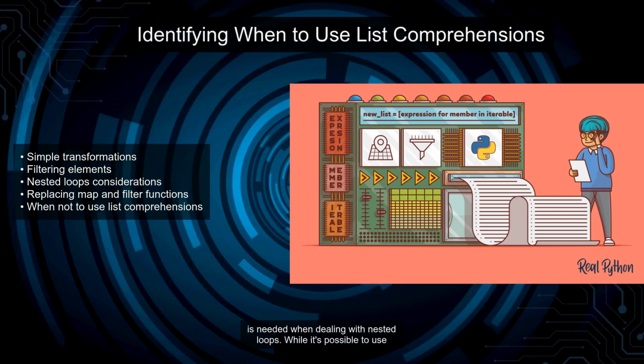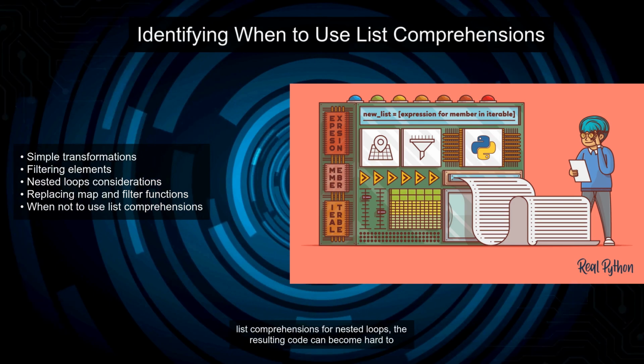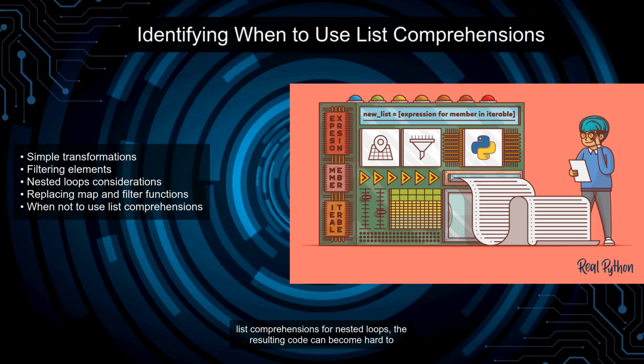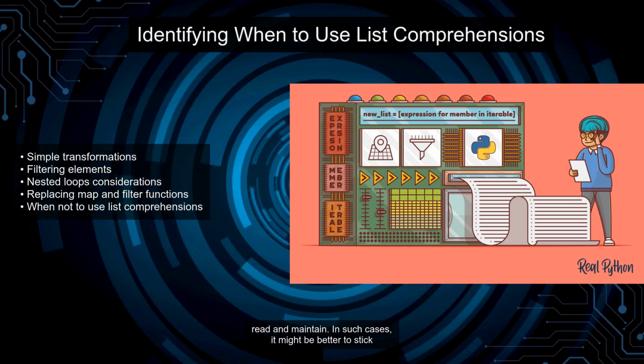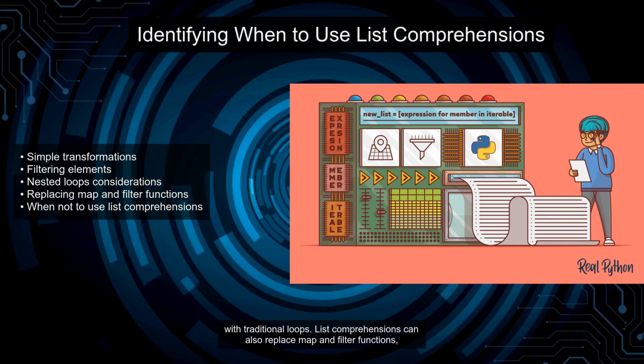However, caution is needed when dealing with nested loops. While it's possible to use list comprehensions for nested loops, the resulting code can become hard to read and maintain. In such cases, it might be better to stick with traditional loops.